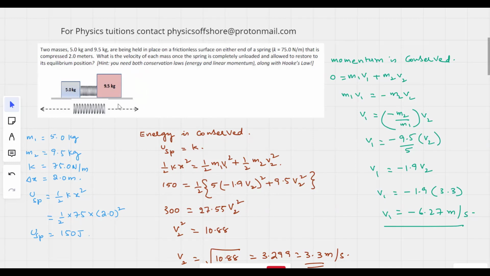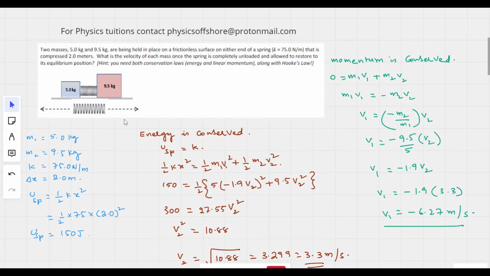Therefore, we already calculated the elastic potential energy of the spring. Now we will calculate the kinetic energy. While calculating the kinetic energy, we will find out the velocity because we know kinetic energy is equal to half mv square. Now let us write the energy equation. So initial energy is equal to final energy. So here the elastic potential energy is equal to kinetic energy of the blocks. Therefore, half kx square is equal to half m1 v1 square plus half m2 v2 square.